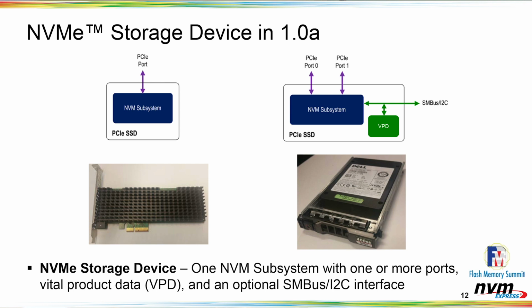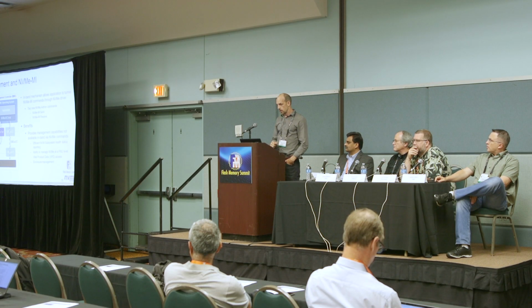And in 1.0a, we refer to these FRUs as an NVMe storage device. An NVMe storage device in 1.0a is defined as something that has one and only one NVM subsystem. It's got one or more PCIe ports. It's got vital product data, and it's got an optional SMBus or I2C interface. Here we have a couple examples. On the left, we have a single-ported add-in card, and on the right, we have a dual-ported U.2 drive.